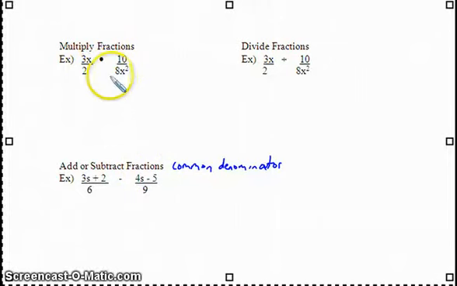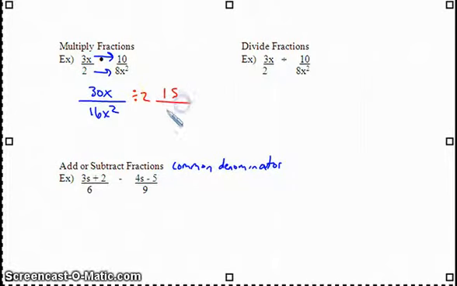Multiplication, I think, is the easiest out of all of them because all you have to do is multiply numerators together and denominators together. So when I do 3x times 10, I get 30x. When I do 2 times 8x squared, I get 16x squared, and now I start to reduce. So I think about 30 and 16. I know they're both divisible by 2, so I take a 2 out of both.